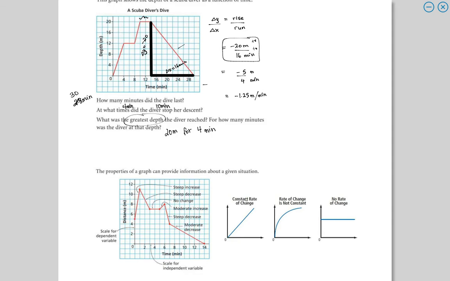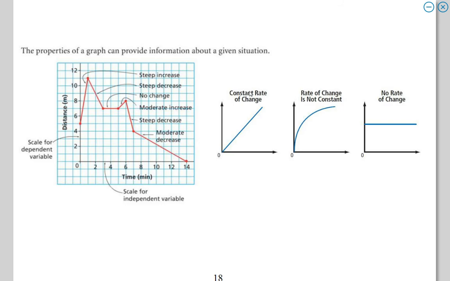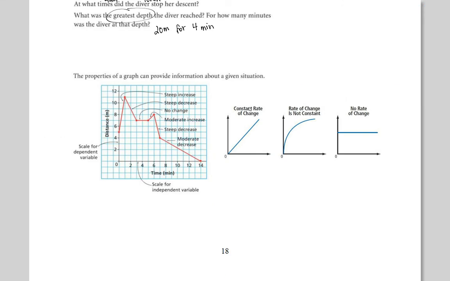All right, so basically what we're talking about here, guys, is the properties of a graph can provide information about a given situation. Lots of the time, especially in Math 10, Science 10, you're going to get distance time graphs. And if you see linear, in physics, they would call it uniform motion. That's what they call it in physics.